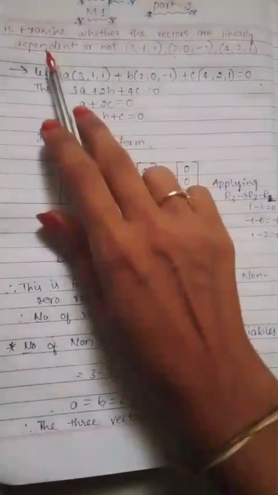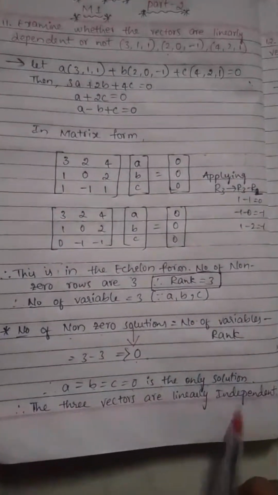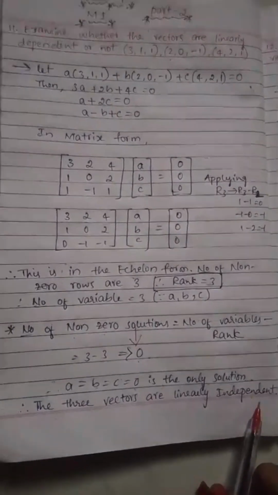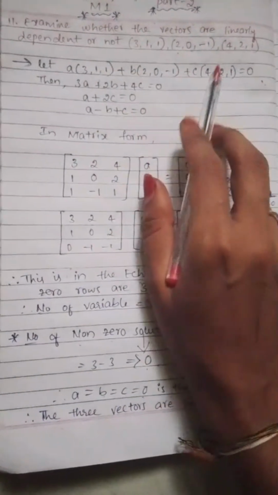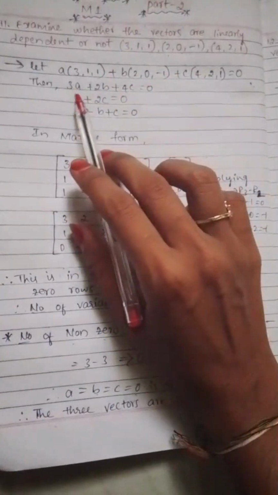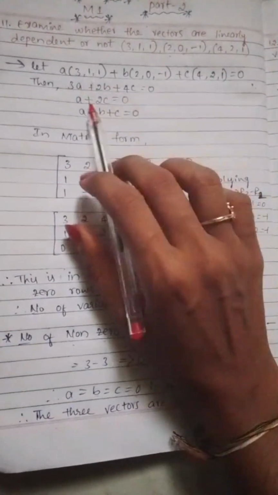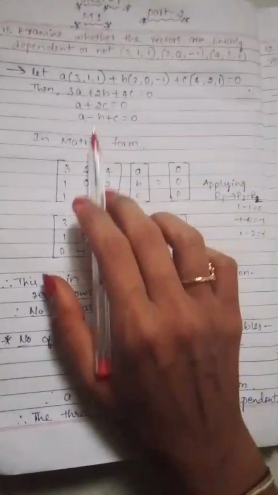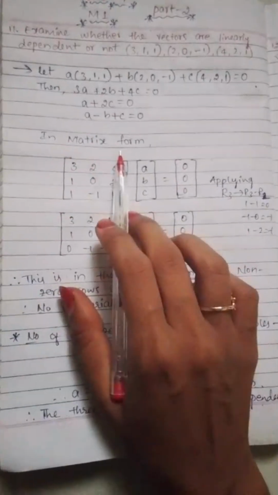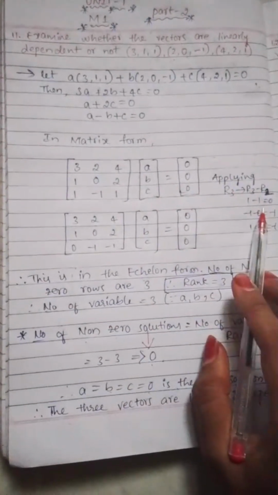Yes, in the question they have given, examine whether the vectors are linearly independent or not. Here the three vectors are linearly independent. Just we have taken A, B, C as the numbers for each. Then I have taken the equation form A plus B plus C is equal to 0, and I have taken that in matrix form. Then I have applied Gauss elimination method.